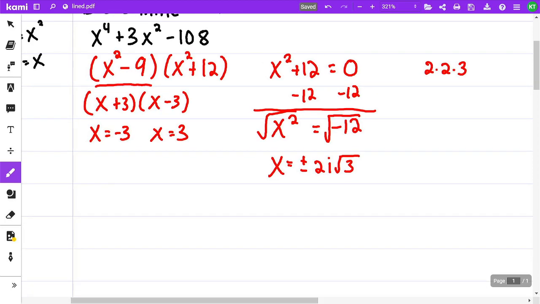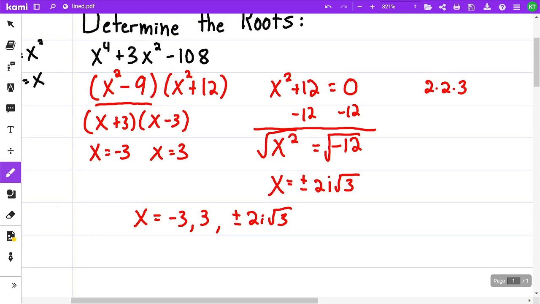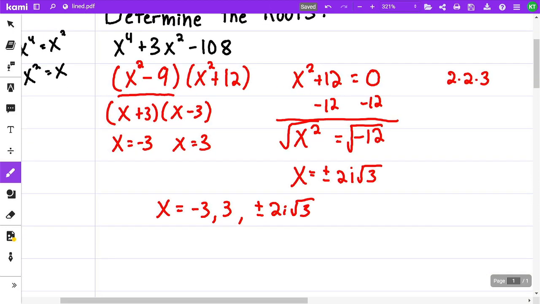So therefore, my final answer for all of my roots would be x equals negative 3, positive 3, and then plus or minus 2i root 3. And that would make sense because due to the fundamental theorem of algebra, our degree here is 4. And we got 4 roots: 1, 2, and then the plus or minus, that would be 2 as well.